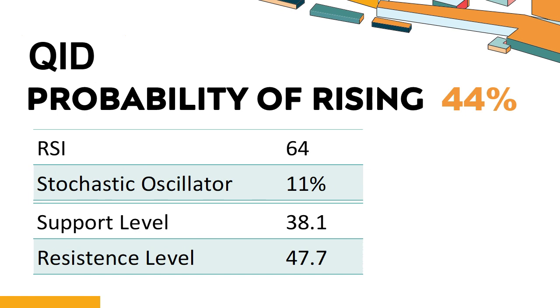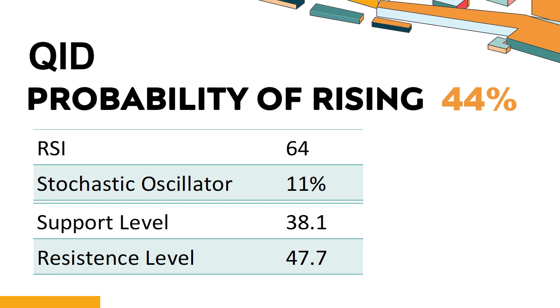An oversold condition occurs when the stock price falls too fast and too much in a short period of time, which may indicate that the selling pressure has exhausted. Trend outlook. QID has a 44% probability of rising stock price. When the probability of rising is lower than 50%, it means that the probability of falling is relatively high. If the probability of rising is higher than 50%, it means that the probability of stock rising is relatively high.